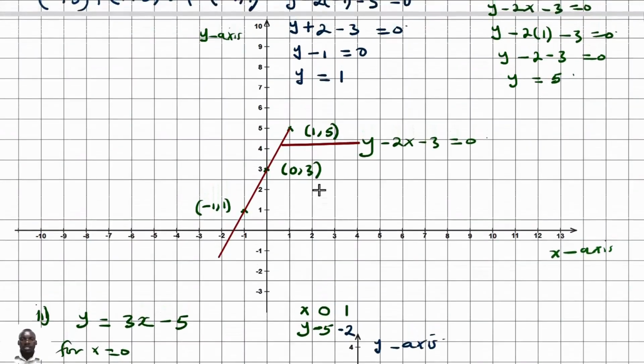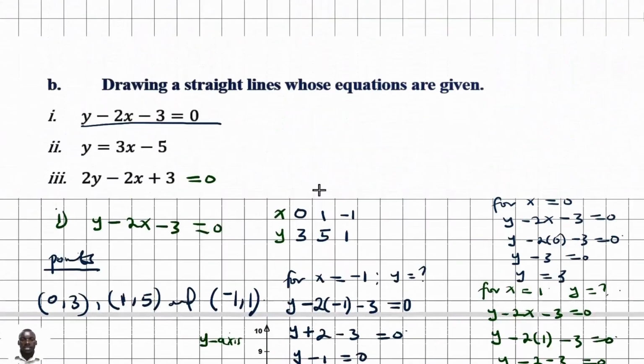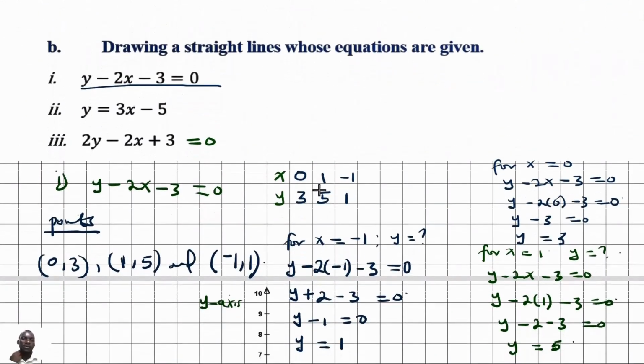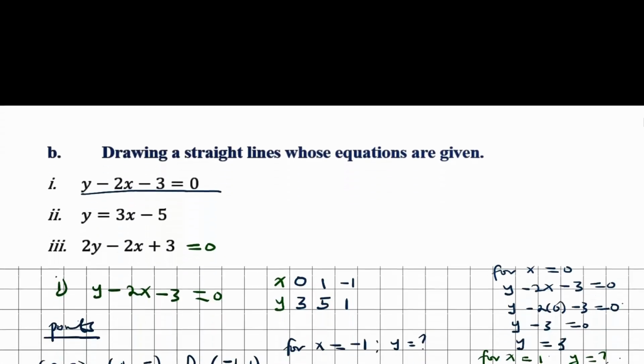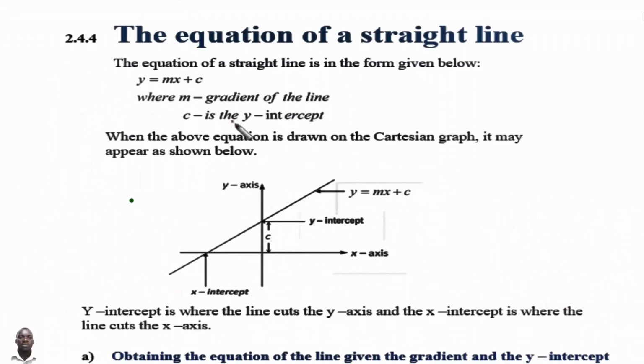So having looked at how we draw straight lines when given the equation, let us talk about the equations of a straight line. The equation of a straight line is in the form y equals mx plus c, where m is the gradient and c is the y-intercept. That's what we are saying.